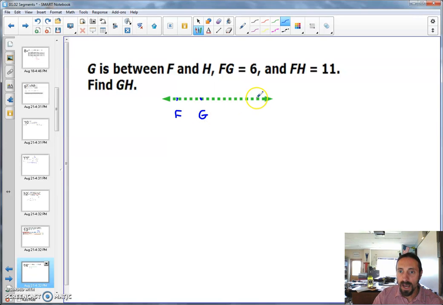and H. Now, sometimes your drawing does not match the math or the numbers that go with it. Don't worry about it. This drawing does not say to scale. If it says to scale, then you have to trust the drawing. If it doesn't say to scale, then it's just to help get your brain around a problem. So it says FG is 6. Oh, great. They gave me that information. And they said FH is 11. Well, that means from here to here is 11.